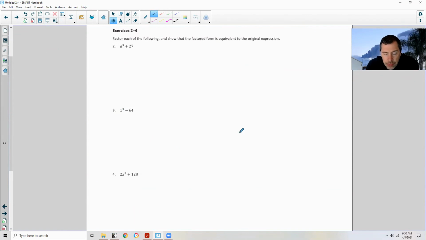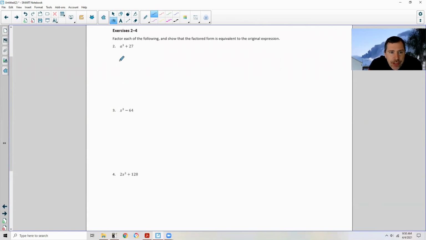So in this case, these are not squares, they're cubes. a cubed, 3 cubed, x cubed, 4 cubed, 2x cubed. Factor out a 2, that would be 64, that'd be 8 again. No, 4. 4 times 4 is 16, times 4 is 64. Okay, so anyhow, they're cubes, all 3 of them.